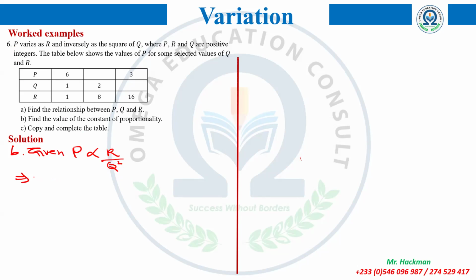P equals K R over Q squared. Okay, very good. And what do you write? Where K is equal to the variation constant. So you can see that it's obvious that you didn't read through the question. You didn't finish.